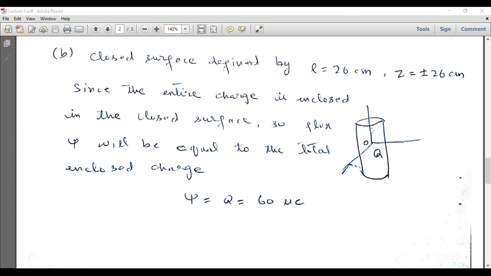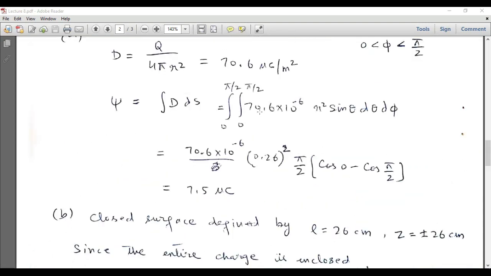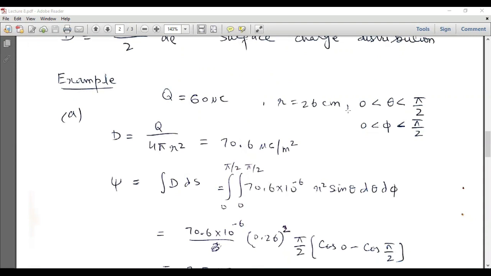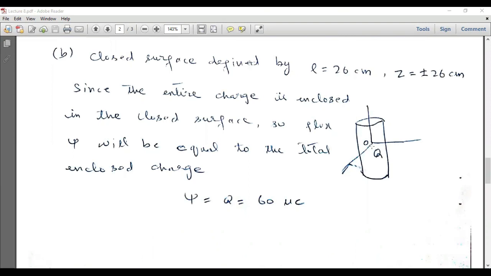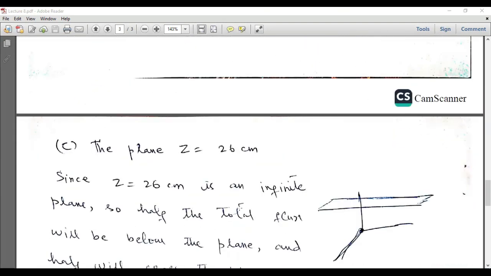Now we know that total flux leaving out any closed surface is equal to the charge enclosed. So the total flux in this case will be equal to the amount of charge, which is 60 microcoulomb. So this is very simple. There is no need for a solution. But in the previous case, actually, we didn't have a closed surface. So this was a partial spherical surface, or we can say a differential surface of a sphere. It wasn't a complete closed surface of the sphere. So that's why we needed this calculation. But here we are already given the closed surface, so the net flux is equal to the net charge.